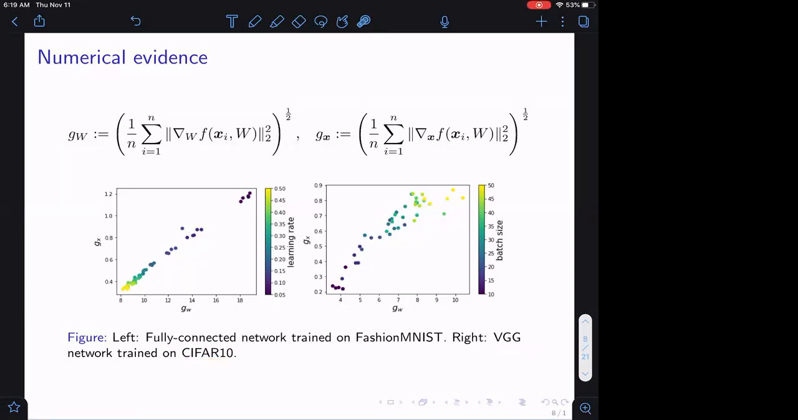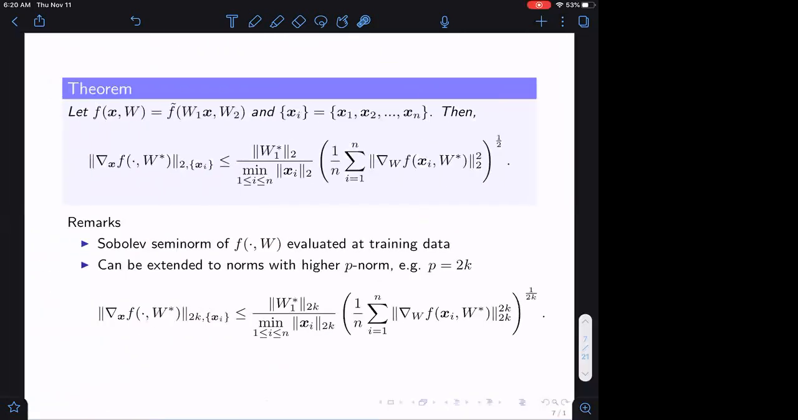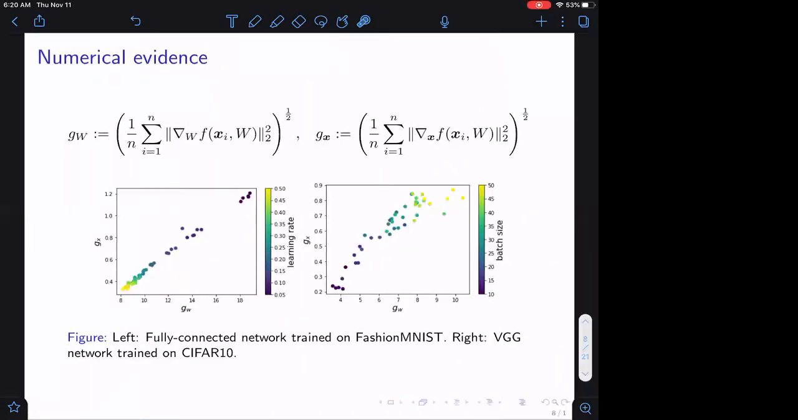Now, in both cases, we're going to compare these 2 quantities. One is the W derivative, and the other is the X derivative. You will recall that in the previous slide, the statement is saying that the X derivative has to be bounded by the W derivative. And so therefore, GX should be bounded by GW. In fact, what you see is that empirically, there's an empirical linear relationship between GW and GX.